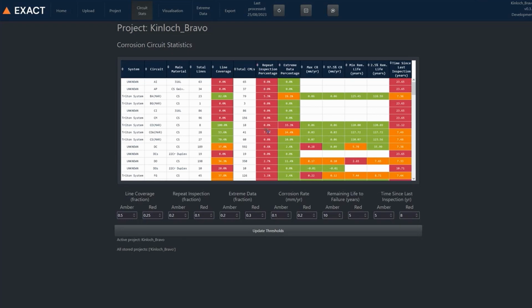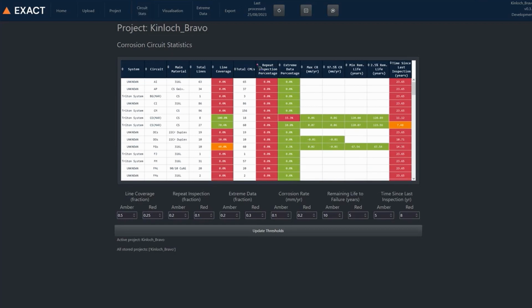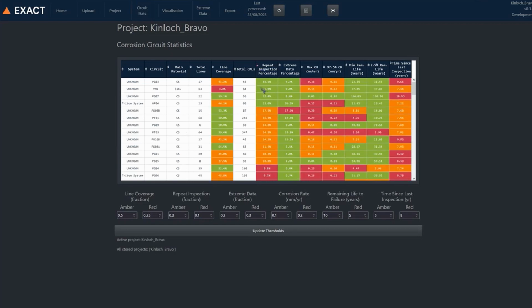Because, as we can see here, the bad actor is generally a repeat inspection percentage, what I'm going to do is click on this sorting and filtering button to see which ones have the highest repeat inspection percentage. Immediately looking through and ignoring things like stainless steel corrosion circuits 316, you can see that PG07 is actually looking very good across the board.